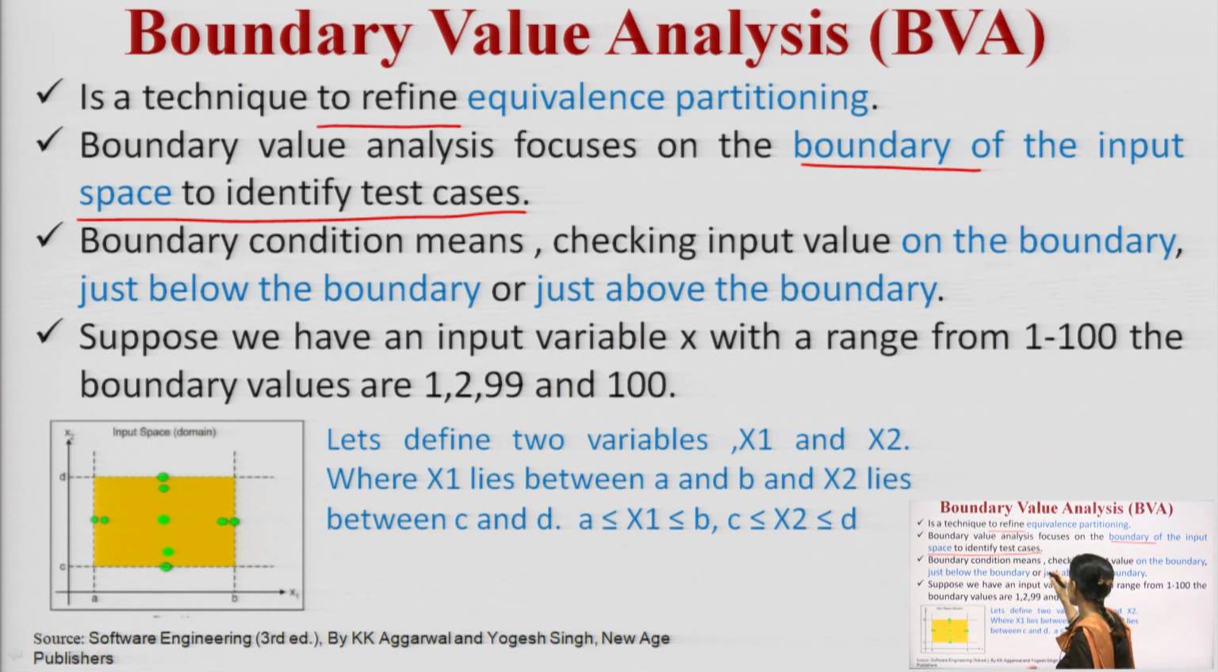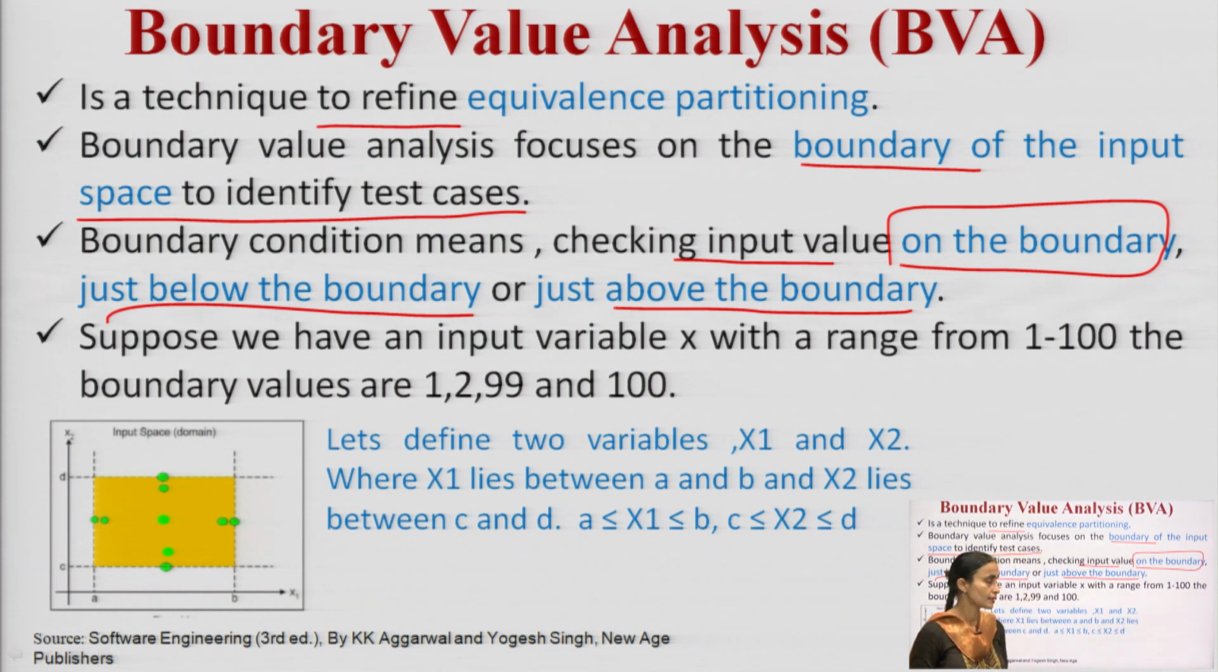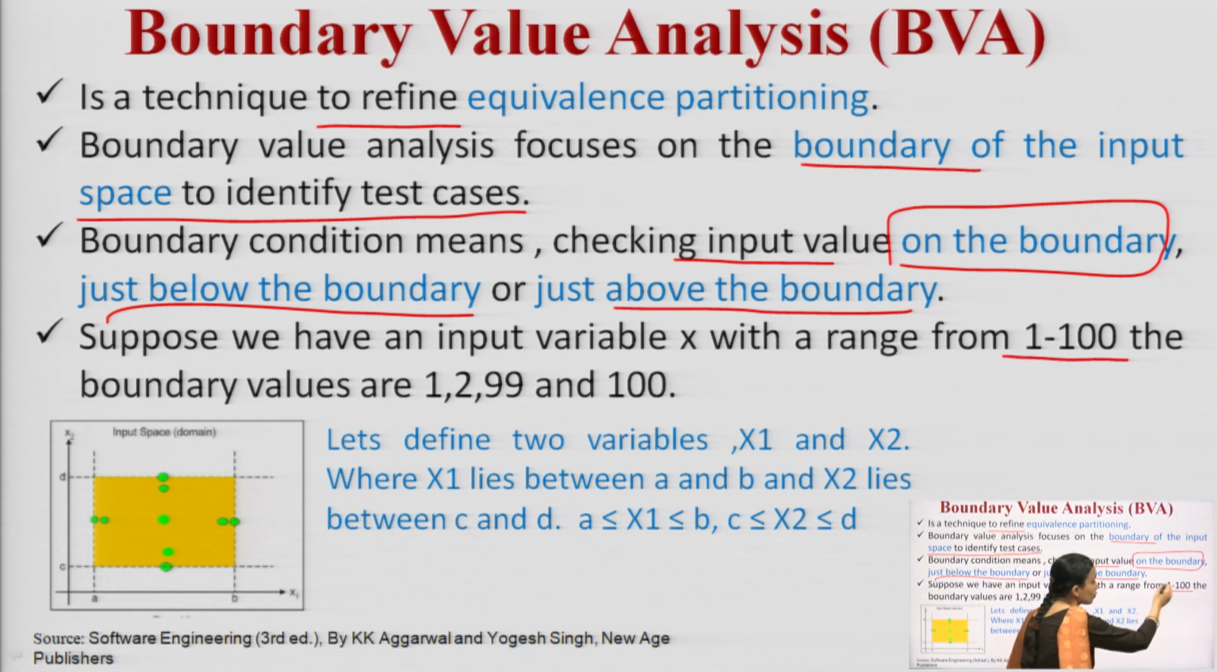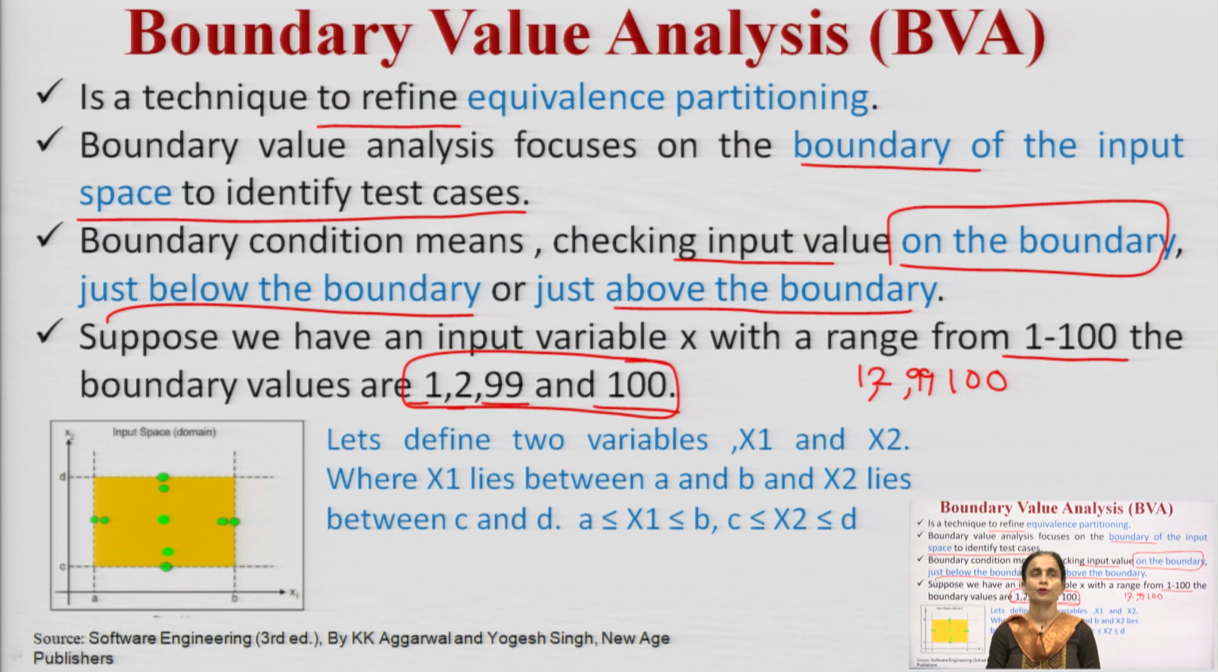Boundary condition means checking the input value just on the boundary, just below the boundary, and just above the boundary. For example, suppose I have taken one variable x and the range of x is 1 to 100. Boundary value analysis means checking the software on the boundary, that is 1 and 100, and just inside the boundary, at 2 and 99. So the values 1, 2, 99 and 100 are checked. At these input values, what is the expected output of my software? Is my software working properly at these boundaries or not? That is boundary value analysis.